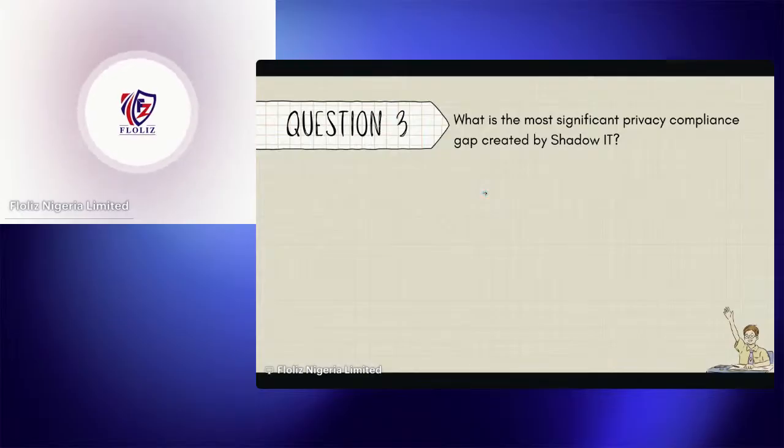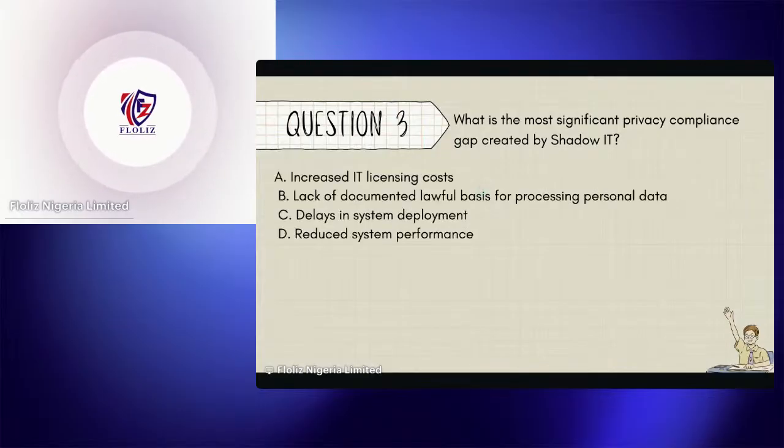So, question three says, what is the most significant privacy compliance gap created by shadow IT? So, we have option A, option B, option C, and D.